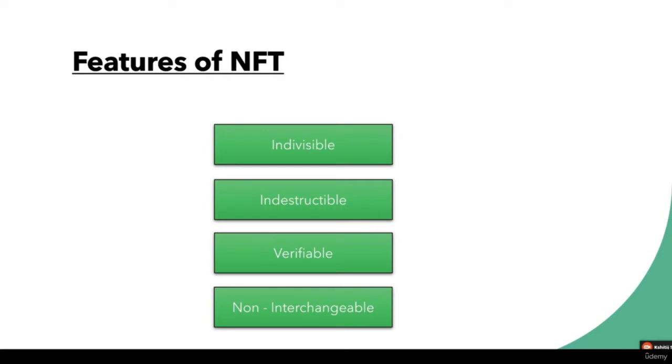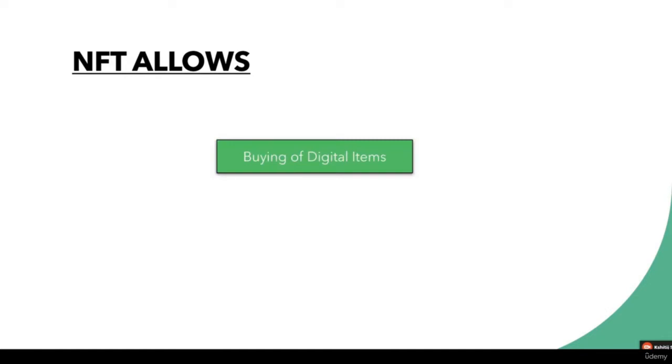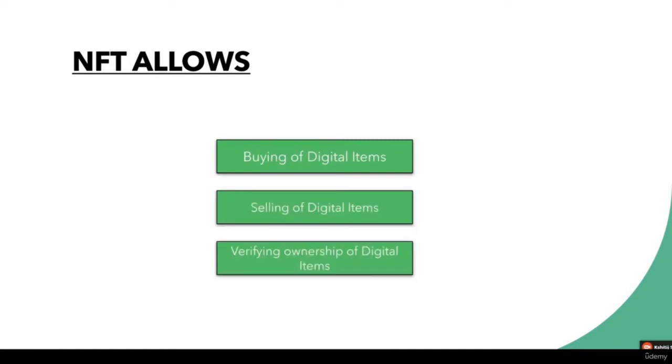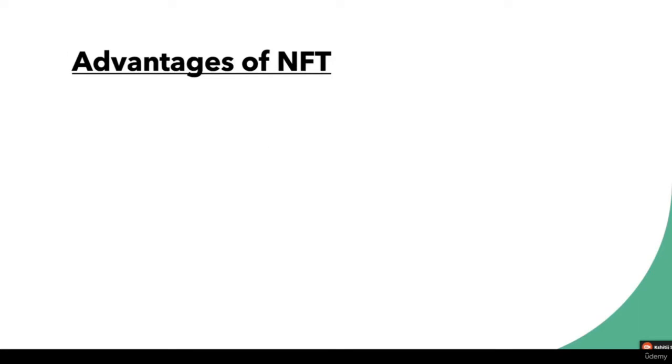Now what are the things that NFT allows? You can buy it. Buying of digital items is possible with it. Similarly, selling of digital items is also possible, and verifying ownership of digital items is also possible here. So all the things happening here are happening around the digital item. It was not the case till now. Everything was revolving around physical items, and now as the world is getting more digitalized, NFTs are allowing digitalization of these assets.